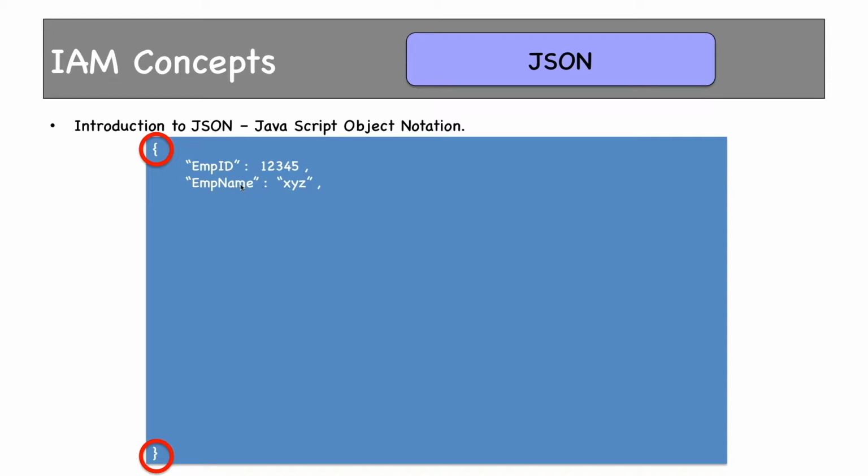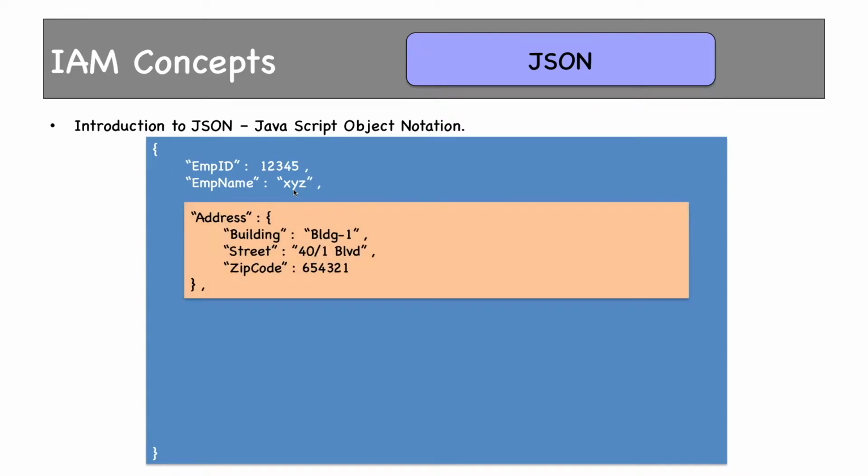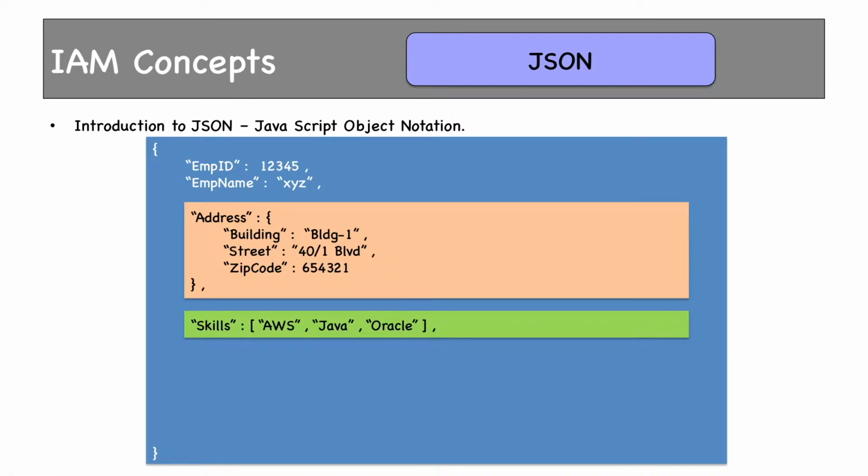Employee ID and employee name are the first two columns or attributes or keys of this record. Employee ID has an integer value, and employee name has a string value of XYZ. This is another key or attribute which holds a JSON value itself. This is called an embedded document. The key is address and the value of this address key is itself a document which has more keys and values. Then we have this key, skills, which is an array. Array elements are put in square brackets. Each value within an array is called an element, which can be fetched using array indexes.